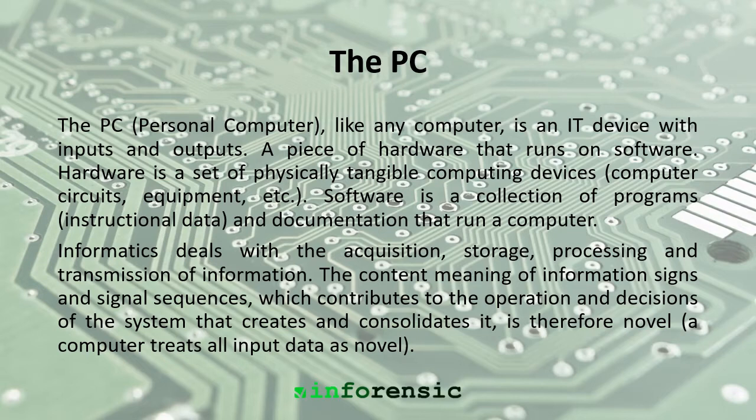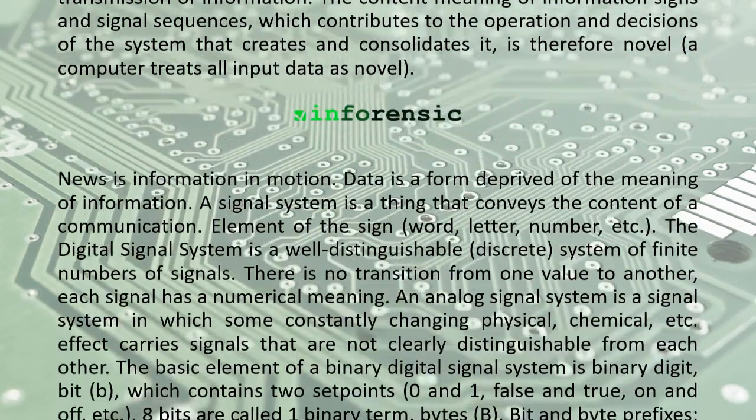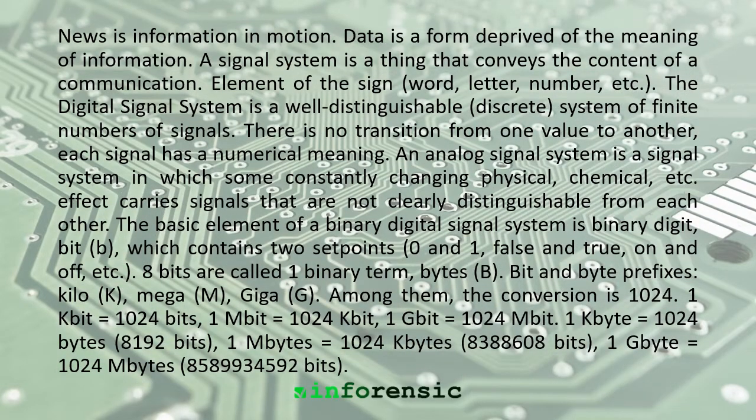Informatics deals with the acquisition, storage, processing and transmission of information. The content meaning of information signs and signal sequences, which contributes to the operation and decisions of the system that creates and consolidates it, is therefore novel. A computer treats all input data as novel. News is information in motion. Data is a form deprived of the meaning of information.